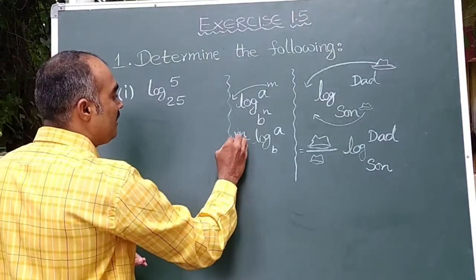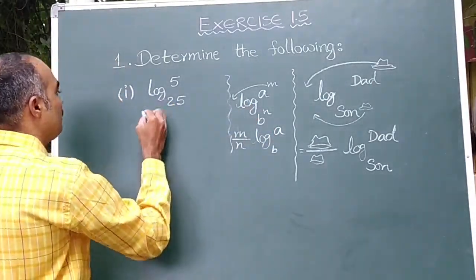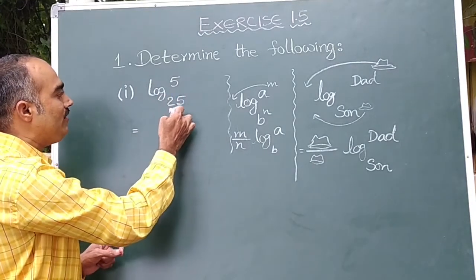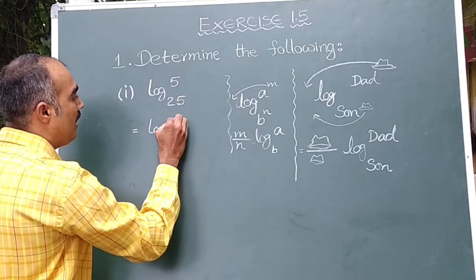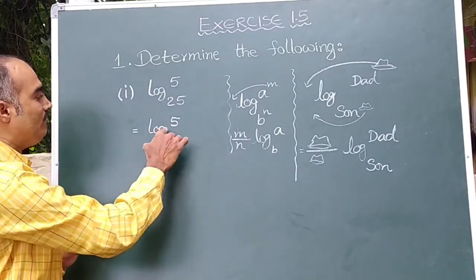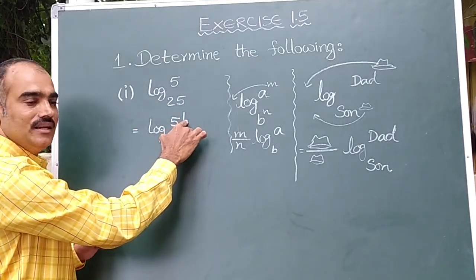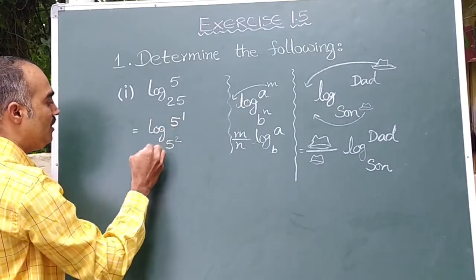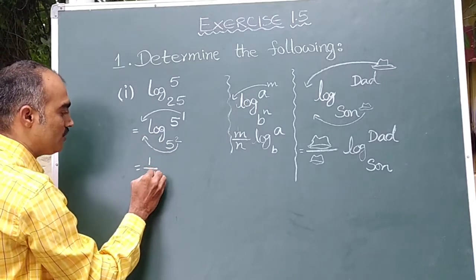For this problem we are going to connect it to this formula. Let us see how it will be connected. It is 5, it is 25. We can write 25 as 5 square, right. So let us write log, this 5 as it is, and this 25 as 5 square. Here 5 can be written as 5 power 1. So here dad's cap, son's cap. What will happen? This cap comes forward, so it becomes 1, and this cap comes forward also. So it is 1 by 2.